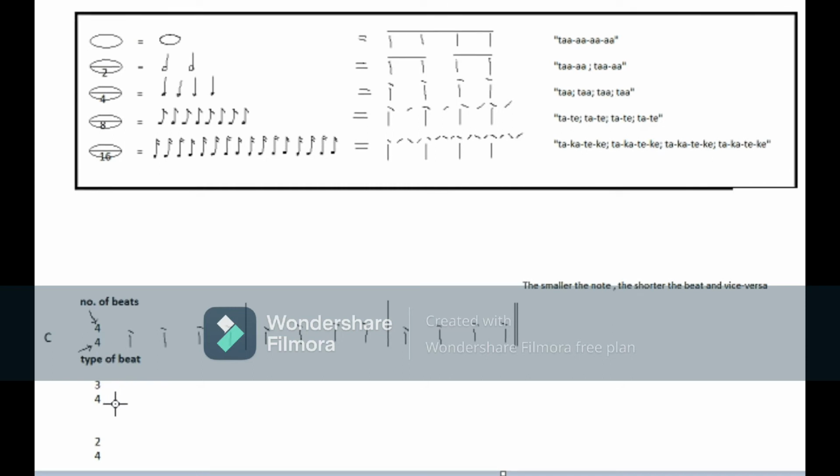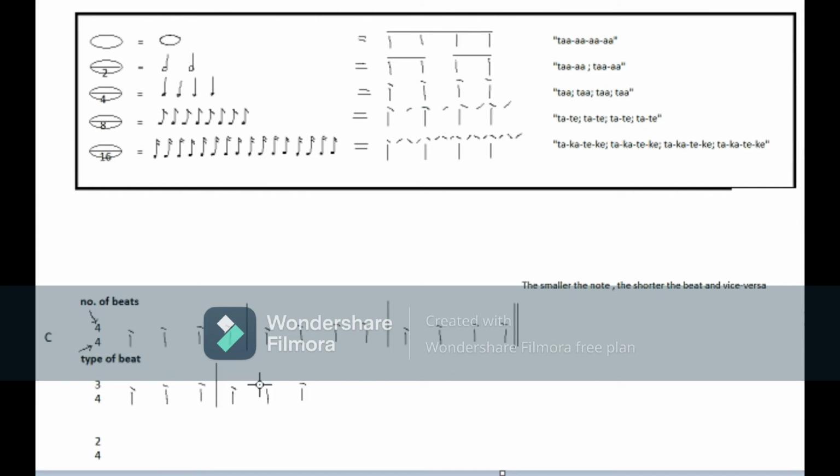It will be a quarter note beat or a crotchet beat, as the 4 indicates our whole note has been divided into 4 quarter notes called crotchets. So going ahead, we will take 3 of those beats, 3 quarter note beats, and in every measure, according to our time signature, we will have 3 crotchet beats.